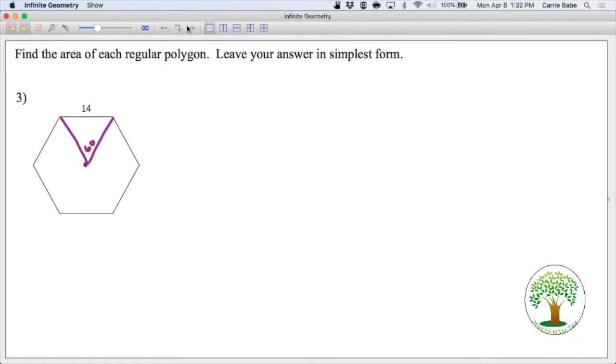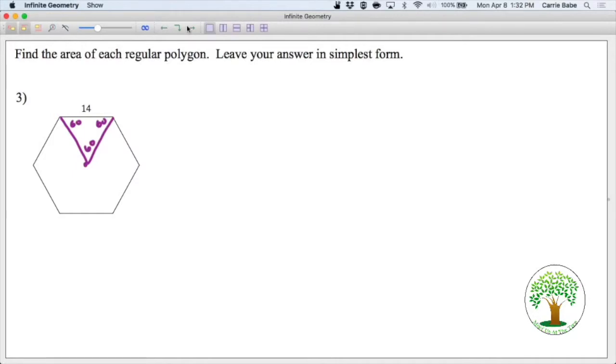We know that these two are equal because it's an equilateral triangle, and there's that theorem that says that. So what do these angles have to be right here? 60. So what kind of a triangle is this? Equilateral. How many equilaterals do we have?